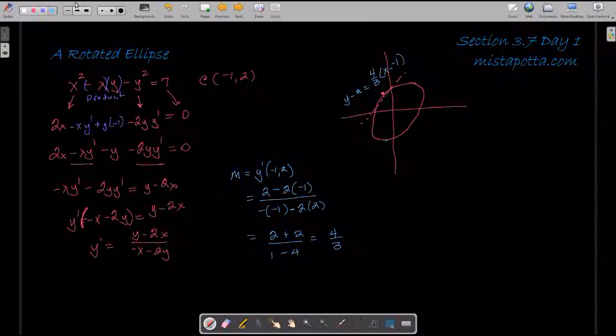And I could just as easily talk about the normal line by just flipping this slope and taking the negative reciprocal. So I've got y minus 2 equals negative 3/4 times x minus a negative 1.